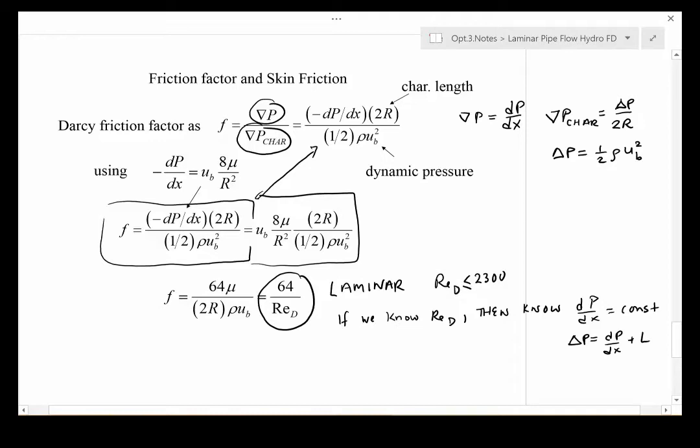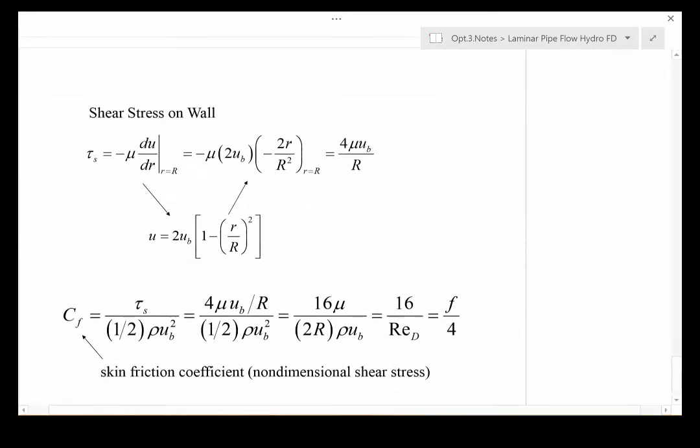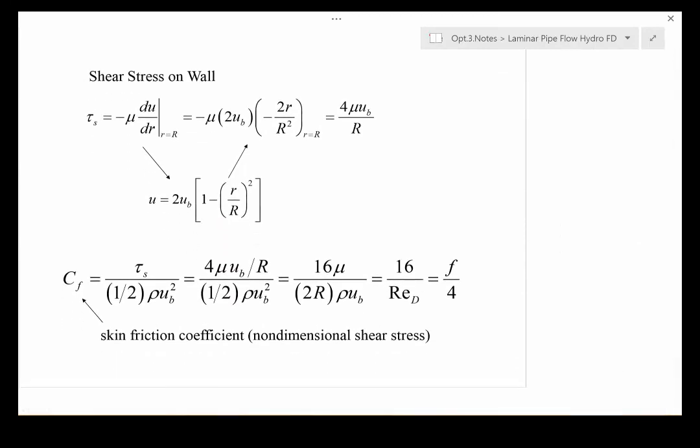Okay, so the thing to do now is to talk about an alternate representation for this, and that alternate representation is in terms of the skin friction coefficient. We talked about this from the pressure perspective, but it's just as easy to talk about it from the shear perspective. The shear stress on the wall, tau, is minus mu du dr at r equal to R. We know what the velocity profile is, so we can simply take the derivative of it and evaluate it at r equal to R, and we get 4 mu ub over R.